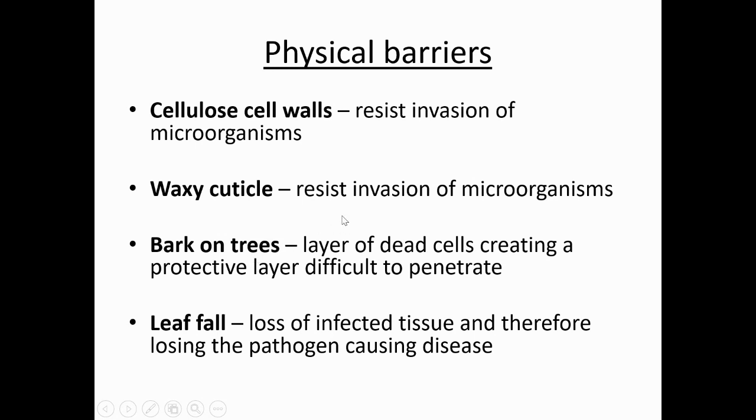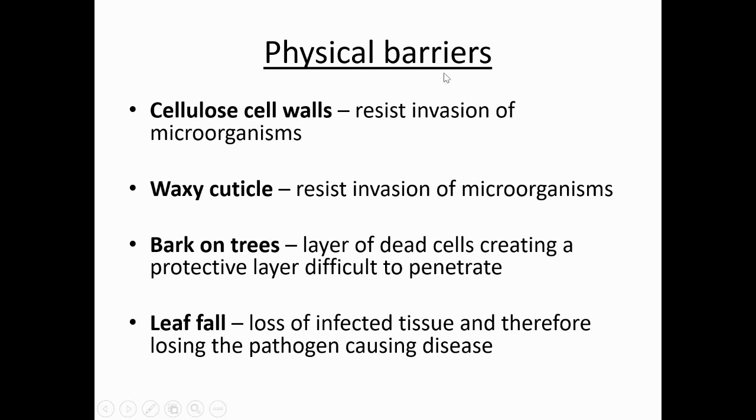Trees are covered in bark. This is a layer of dead cells which creates a protective layer which is very difficult to penetrate. It's also difficult to digest. Insects have a hard time chewing through the bark as it's made of lignin, which is the same stuff that xylem are made out of. It's like wood, basically, really, really tough. And it's layers and layers and layers of these dead cells on the outside. That's what bark is.